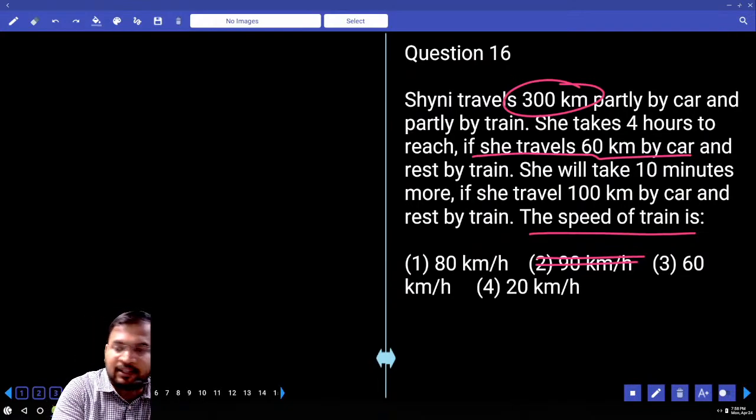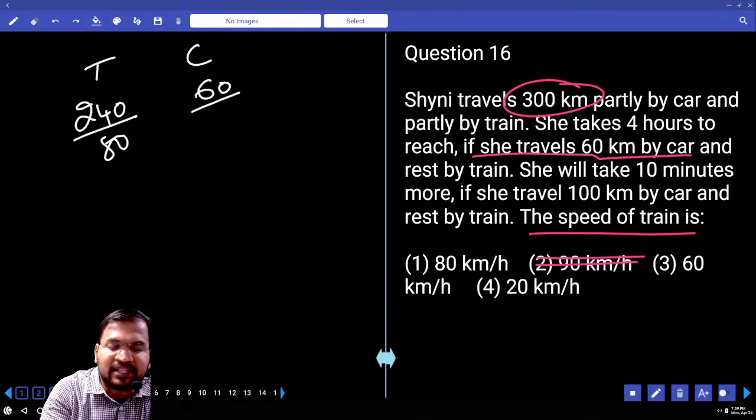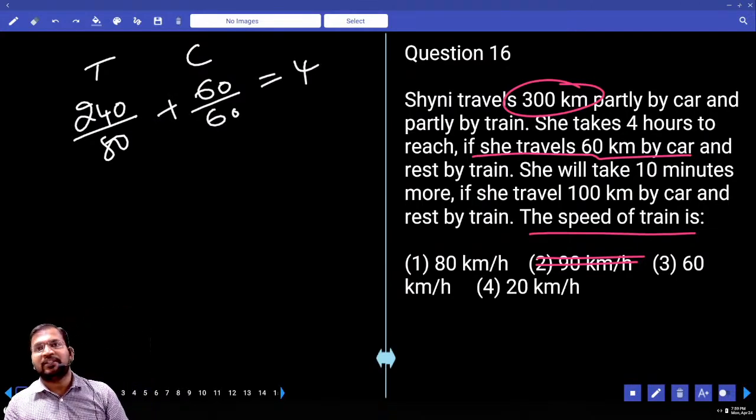If the train speed is 80, the train distance is 240, na. 240 by 80, how many hours? 3 hours, na. Then the car covers 60 kilometers in 1 hour, na. Car speed is 60. Total is 4 hours. Are you clear? Satisfied or not?